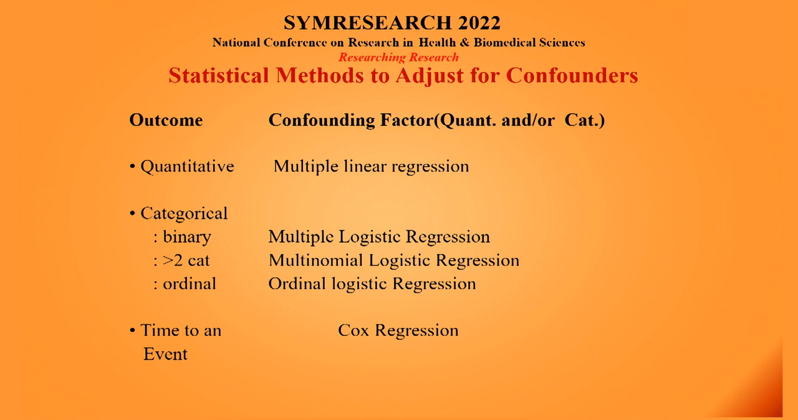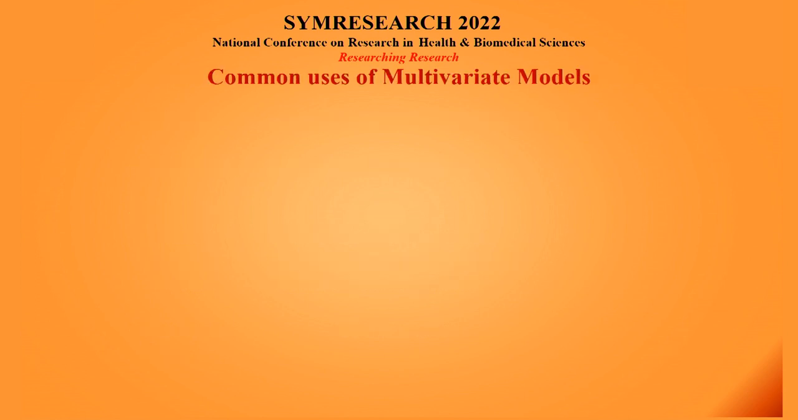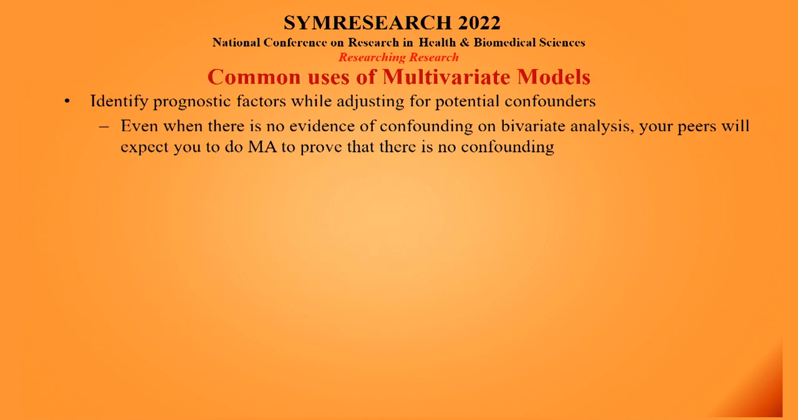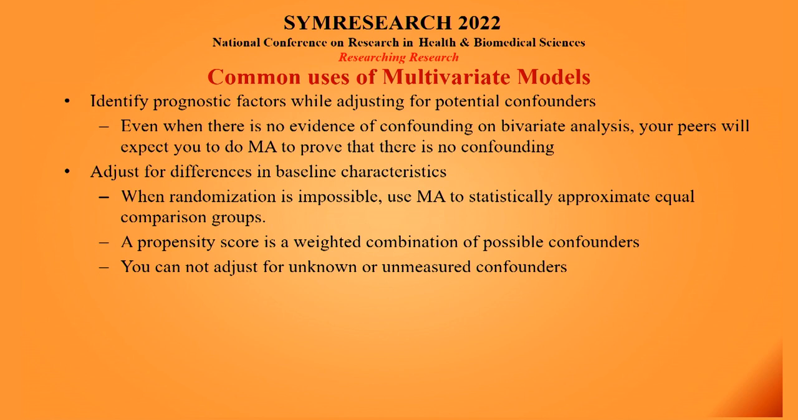Where you use binary logistic regression, right? Binary logistic regression or multiple logistic regression, depending upon how many variables you have. More than two categories, multinomial or ordinal. Then for time to event, you use Cox regression. So these are the three regressions commonly used in health research. So very quickly, let us go through this. What are the common uses of regression?